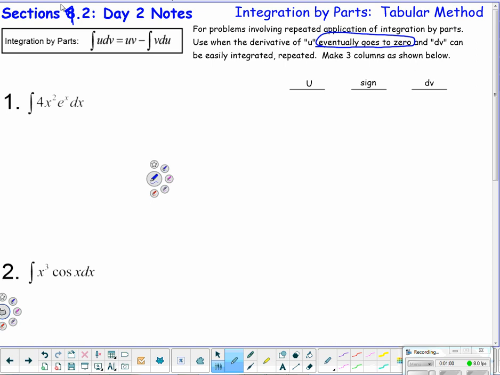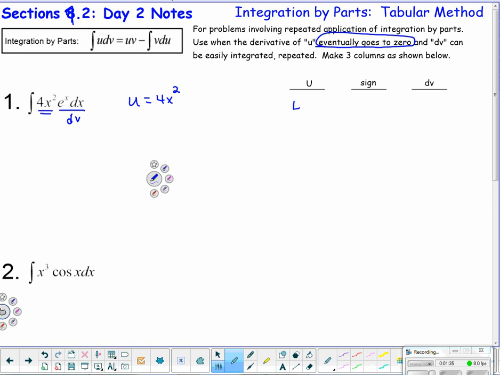All right. So when I think about LIATE, it tells me to look for logs. I don't see any logs. I look for inverse trig. I don't see any inverse trig functions. And then my third priority is, are there any algebraic expressions present? And yes, I see one algebraic expression, the 4x squared. So that is what I'm going to set up to be my u. I would let u equal 4x squared, and that's going to, of course, force e to the x dx to be my dv.